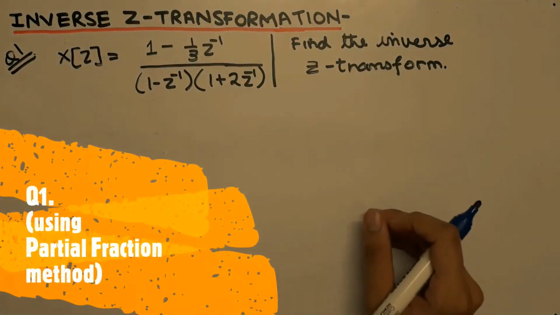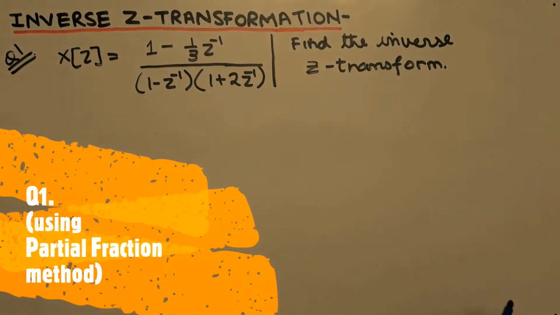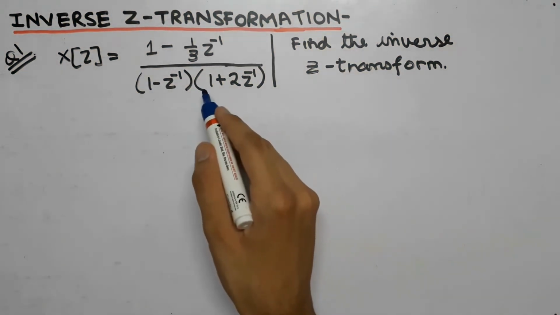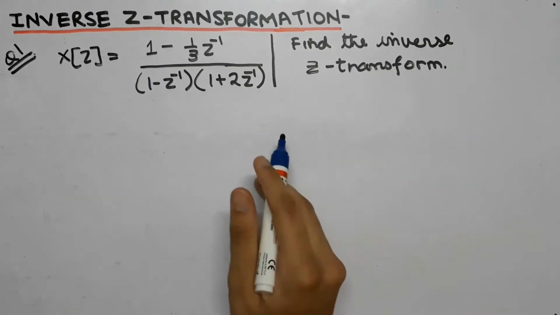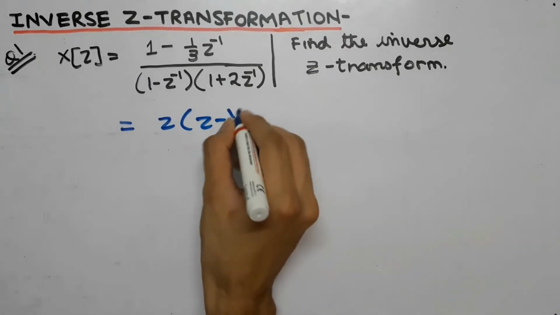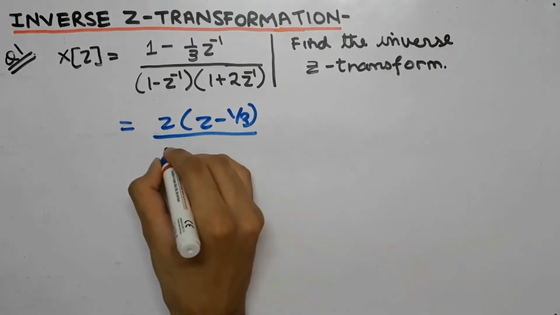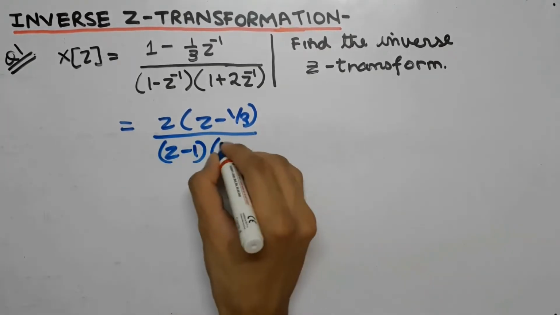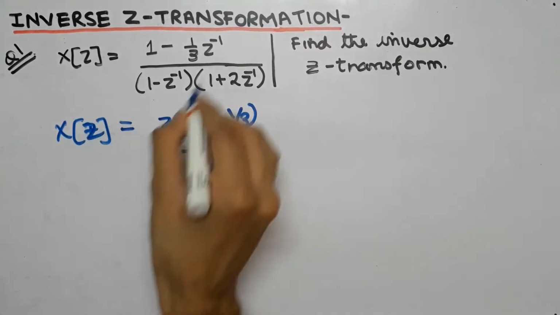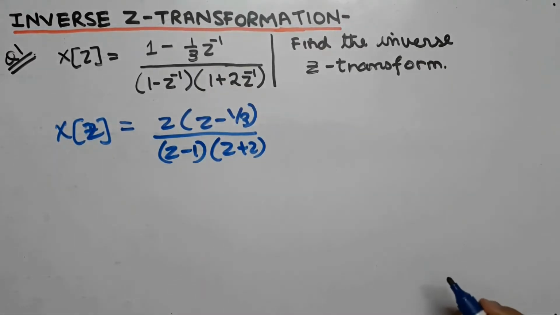Now in question number 1 we have to find its inverse Z transform. So first of all we will write Z to the power minus 1, or Z inverse, in the denominator and we will rearrange it. On doing that you will get z into (z minus 1/3) upon (z minus 1) into (z plus 2). This is our X(z). We have simply rearranged the position of z.